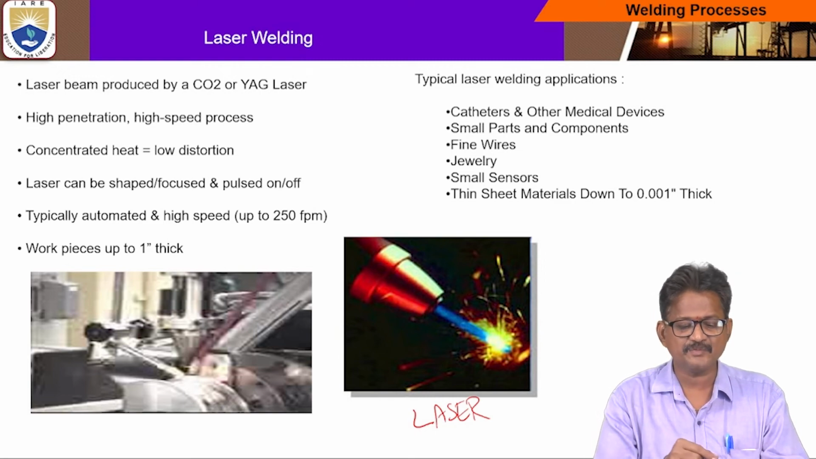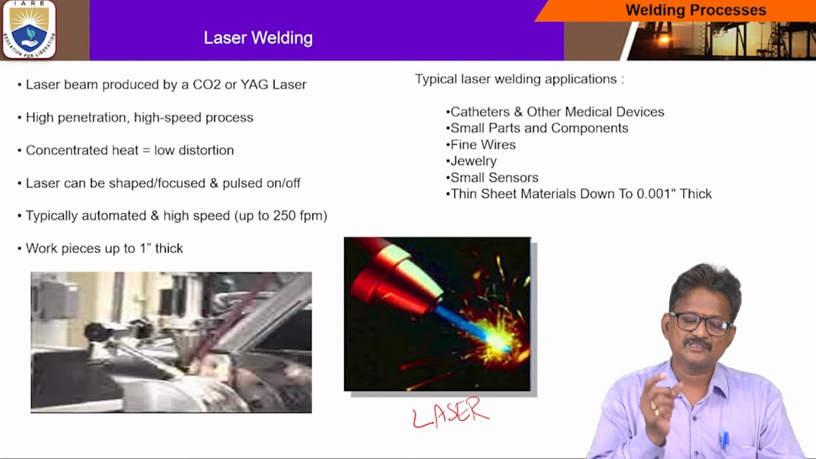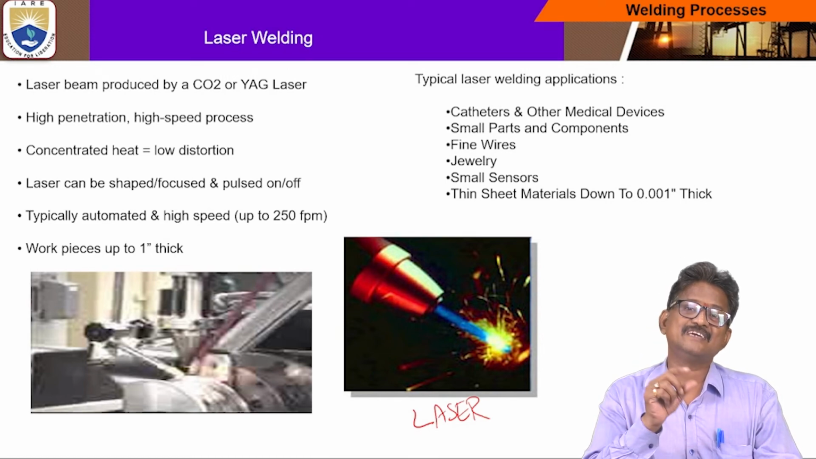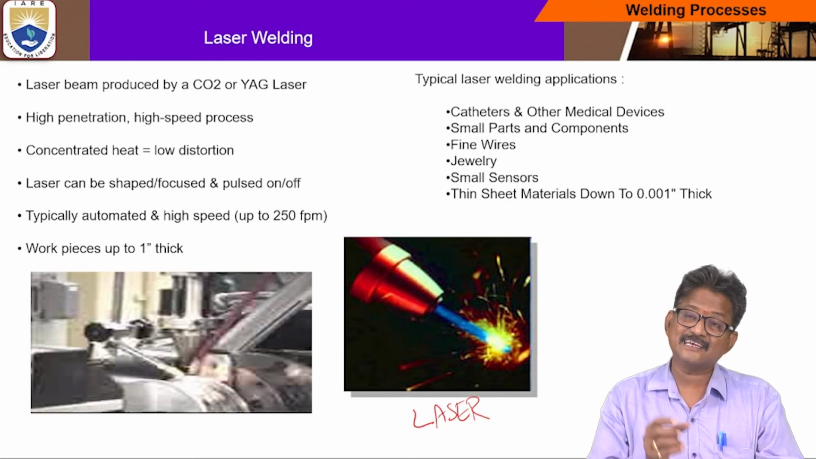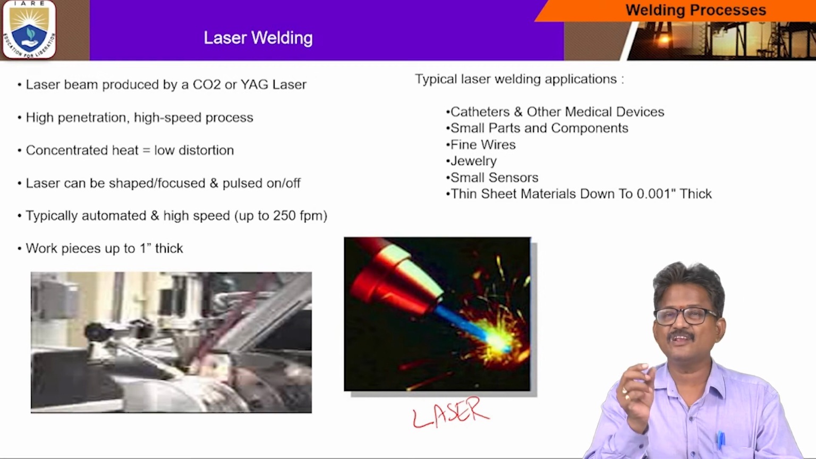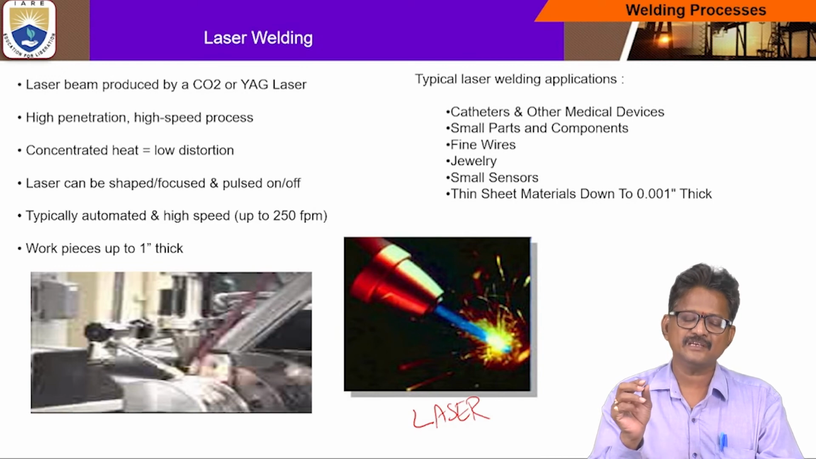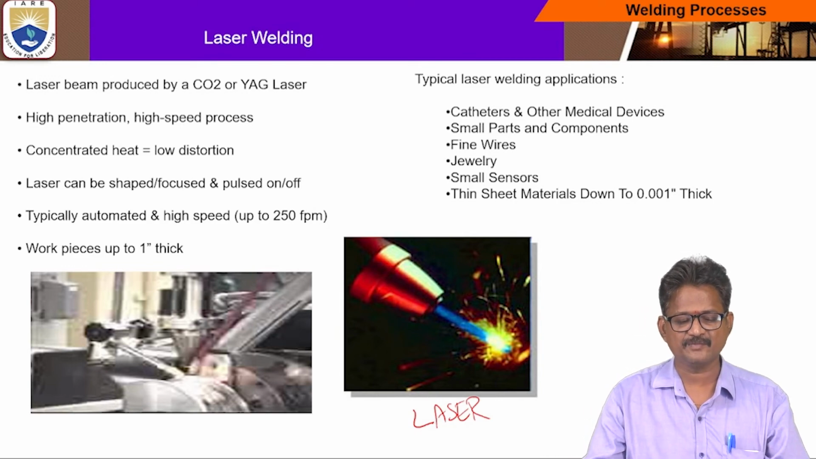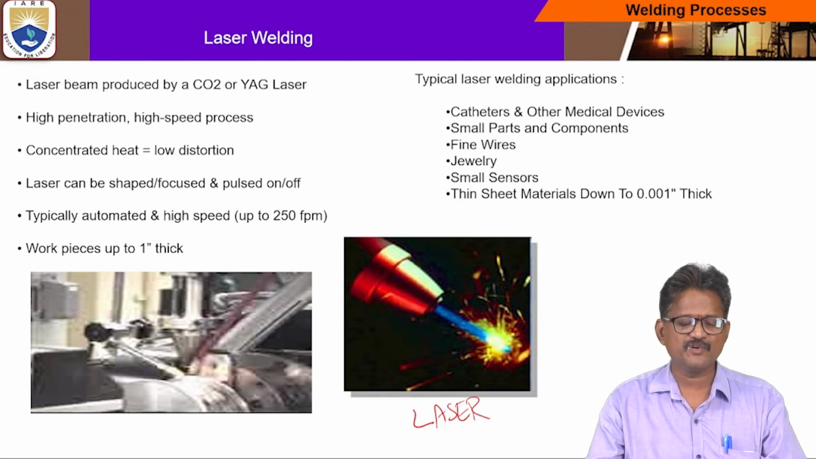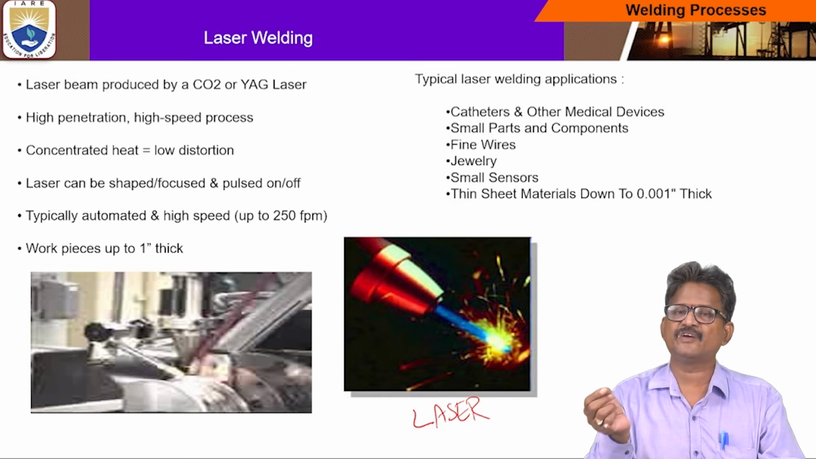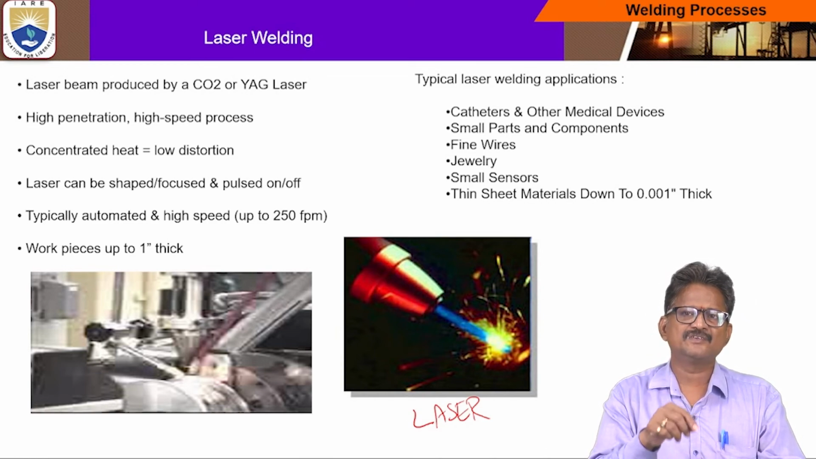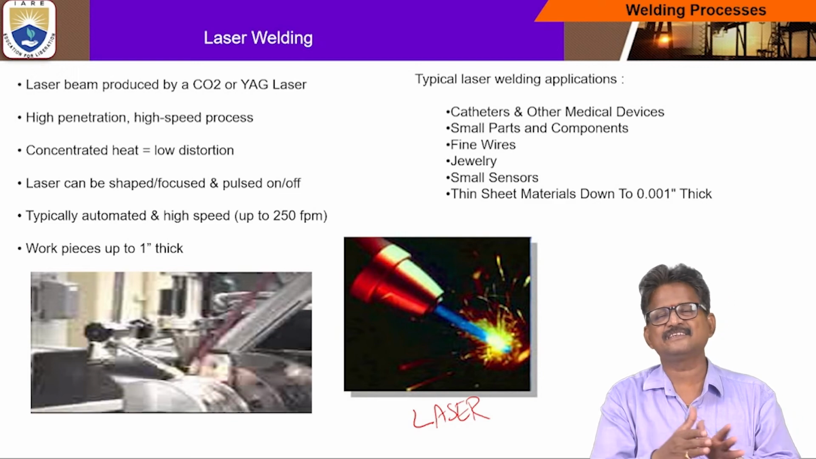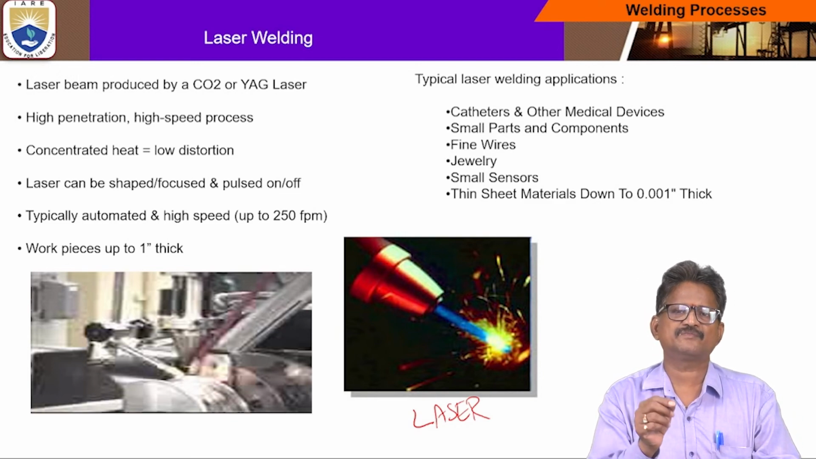Even in the welding process, they can utilize good quality with a high speed process that you can perform within a fraction of a second. Here the heat is concentrated and there is very low distortion. The noise is also very low, and distortion is minimal in this laser welding process. The laser can be shaped, focused, and pulsed on and off. Only when you switch it on will the laser beam be pulsed; when it is off, there is no beam, so after setting it you can turn it on and off.